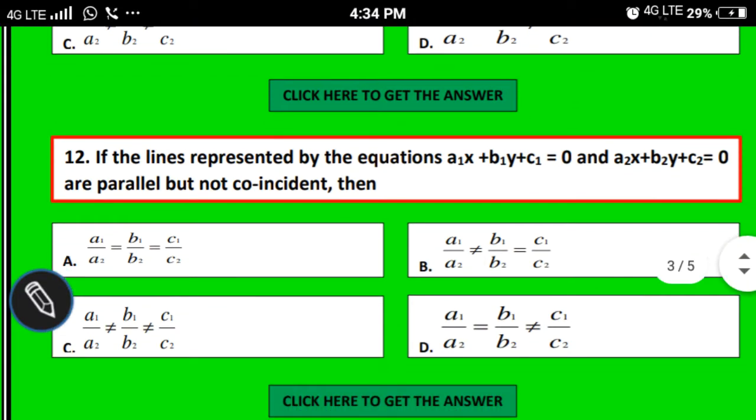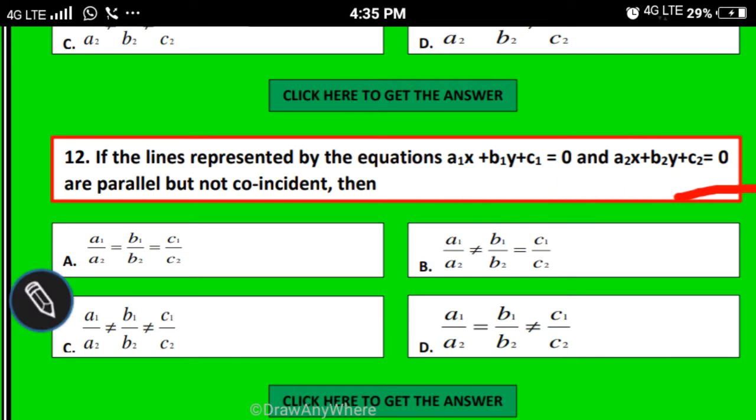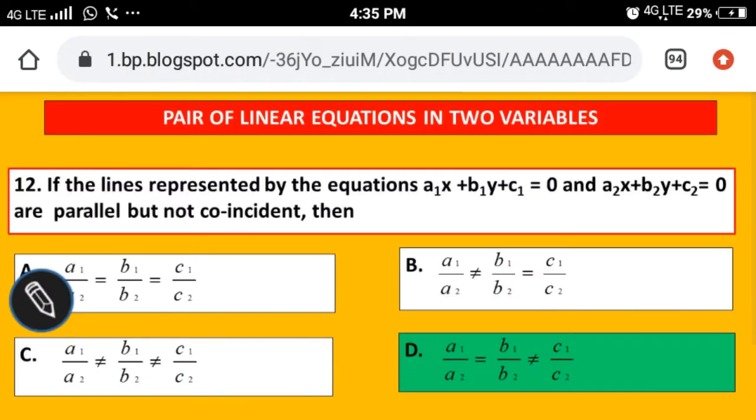Then the 12th question: if the lines represented by the equations a1x plus b1y plus c1 equals 0 and a2x plus b2y plus c2 equals 0 are parallel but not coincident. Parallel but not coincident. When the lines are parallel to each other, the condition is a1 by a2 equals b1 by b2, and that is not equal to c1 by c2. Option D is the correct answer.